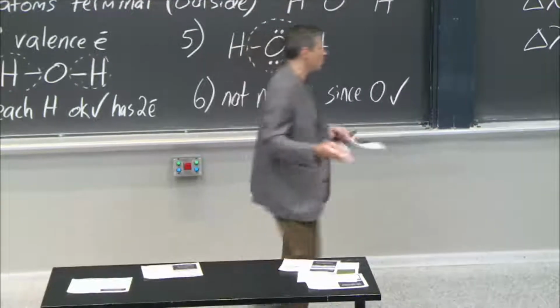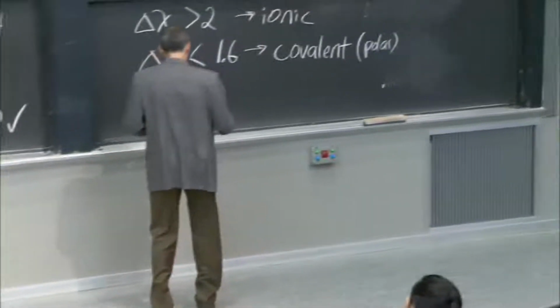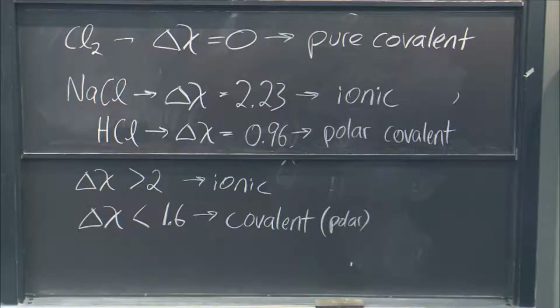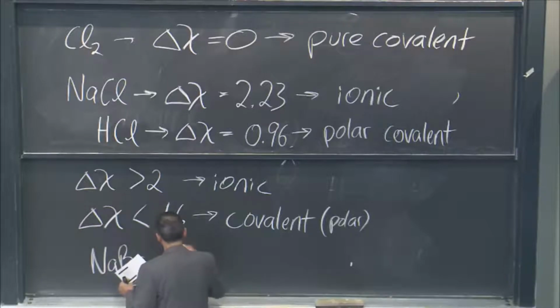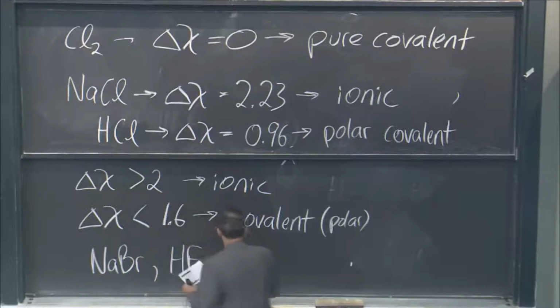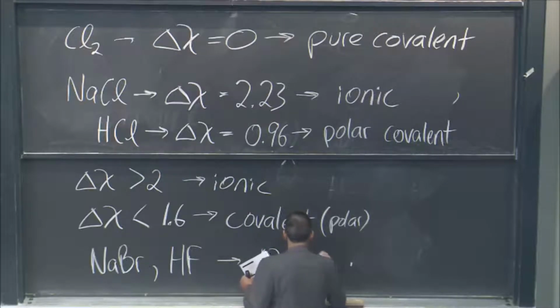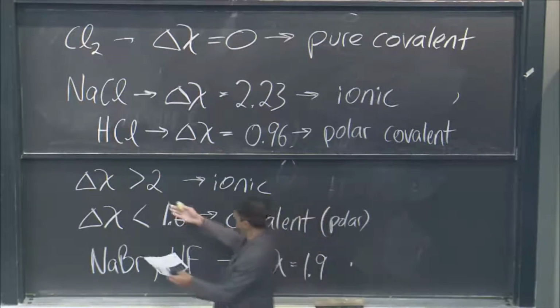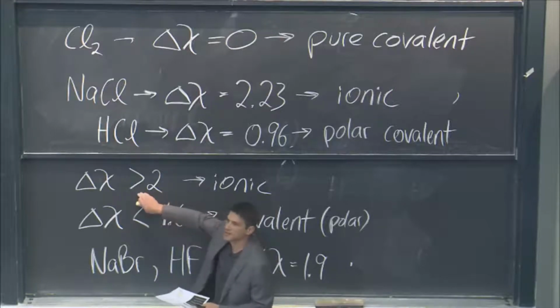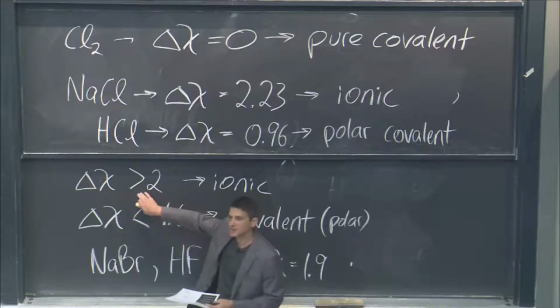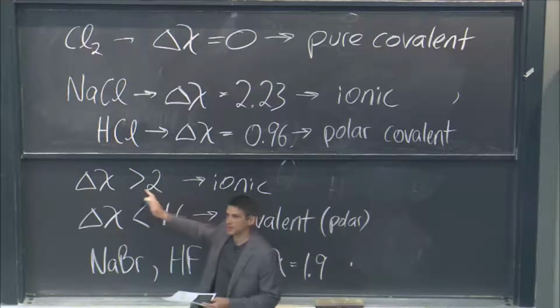How do I know, right? I'll show you an example. If I take sodium bromide, not on there, but if I take sodium bromide and I take HF, they both have delta chi equal 1.9. Now some textbooks will simply say 1.7. You will see that in some textbooks, because they just want it to be all or nothing.